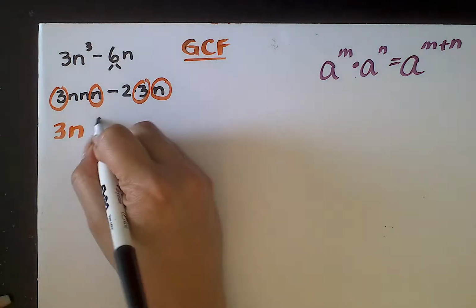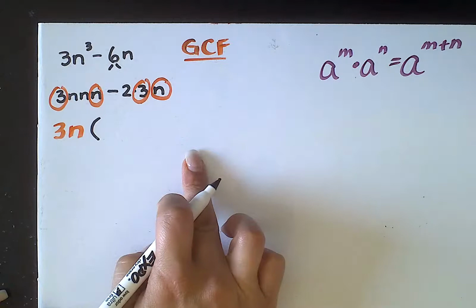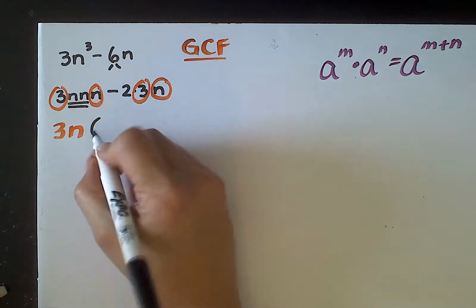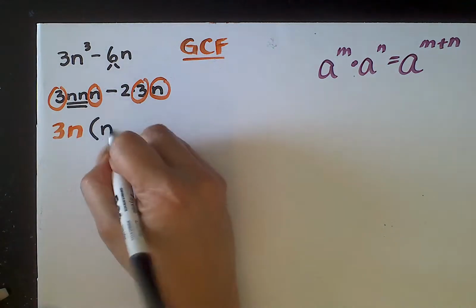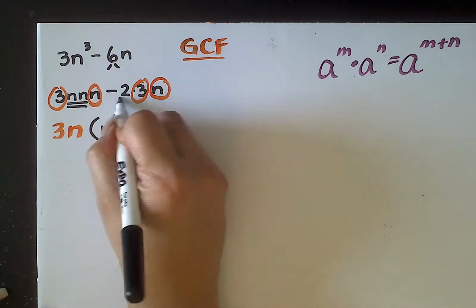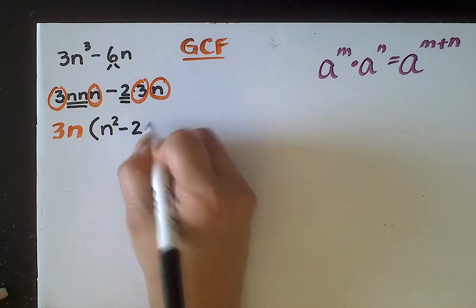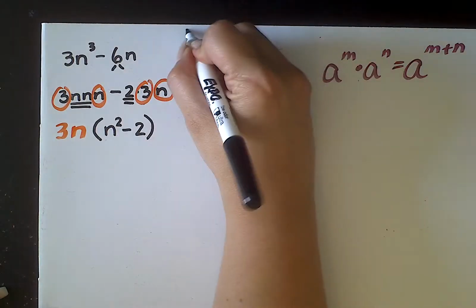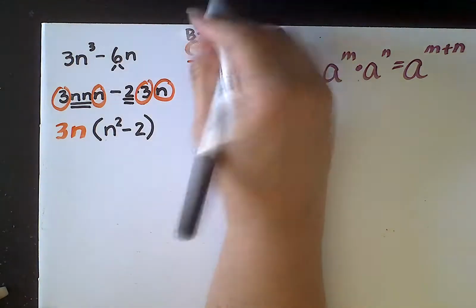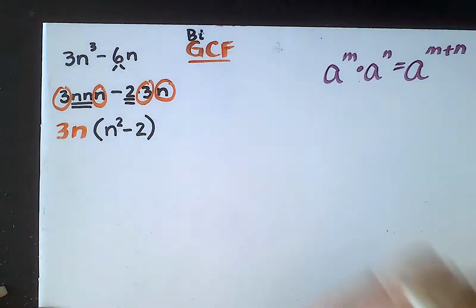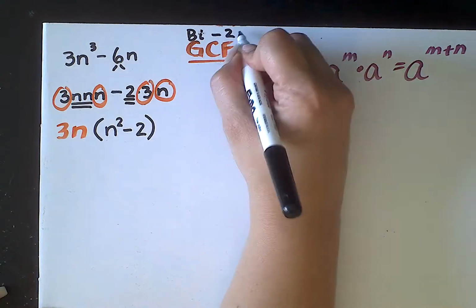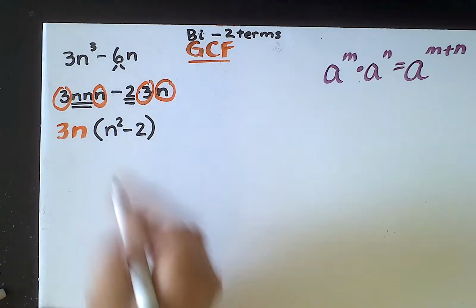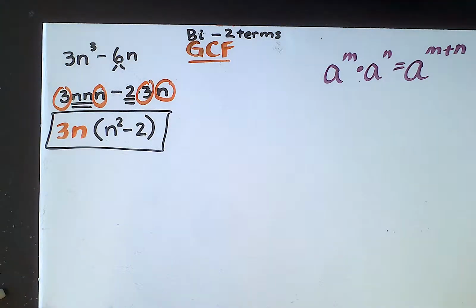Now, where you guys are having trouble is putting this in factored form. Whatever you have left uncircled is what goes inside the parentheses. Since I have two n's, that's the same as saying n squared. And then minus 2. Now, because I have recognized that this is originally a binomial, that means I should have two terms. Since it has two terms here, I should also have two terms inside of the parentheses.